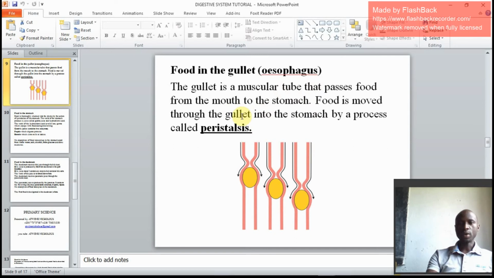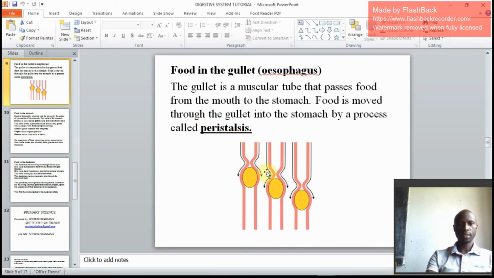How does food descend? How does food move from the mouth to the stomach? This food moves by the process we call peristalsis. Some people put the letter I after L, but it's not there. So food moves from the mouth to the stomach by a process we call peristalsis.